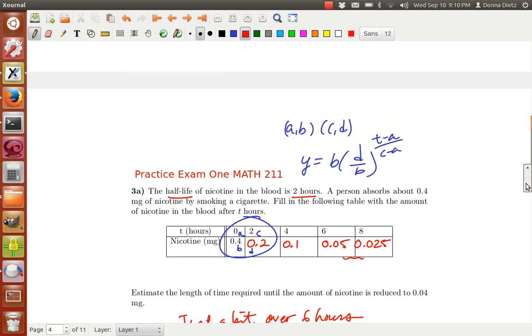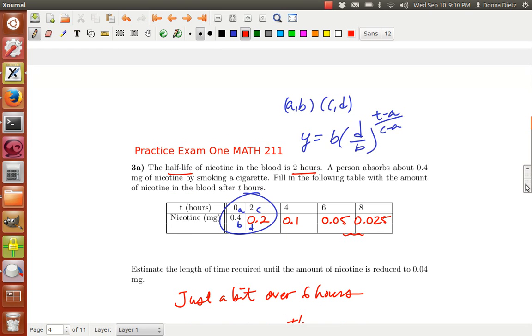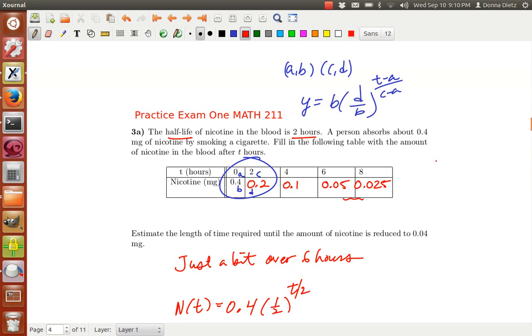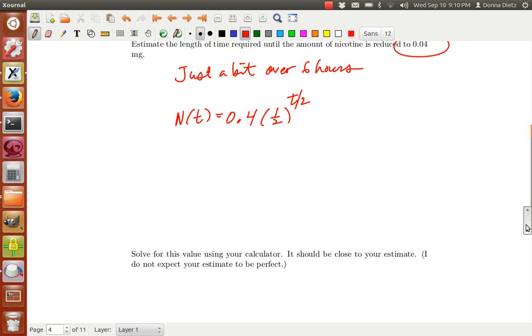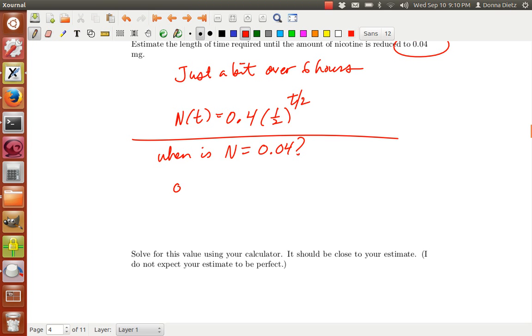All right, so let's see. We want to know when it is 0.04, and we're starting at 0.4. So we're looking for a decrease by a factor of 10. When is n equal to 0.04? And so you say 0.04 equals 0.4 times all this stuff, solve for t.